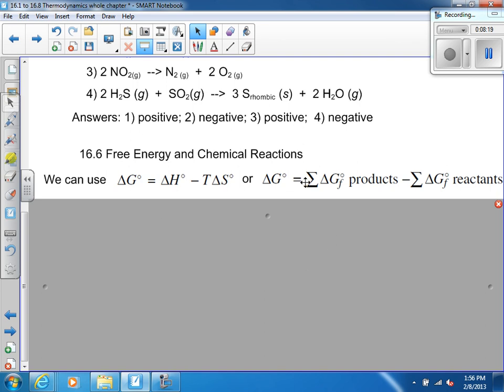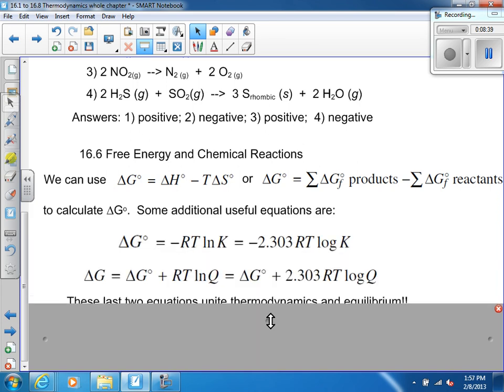And then we also have this, delta G is products minus reactants. Students often get confused: which of these equations should I use? Well, if you're given the data on Gibbs free energy of formation, use this equation. If you know delta S and delta H, use this equation. It should be straightforward.